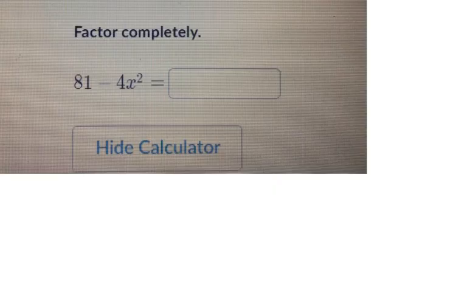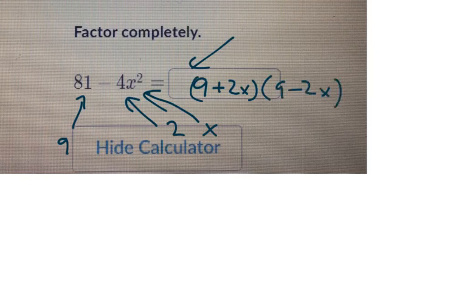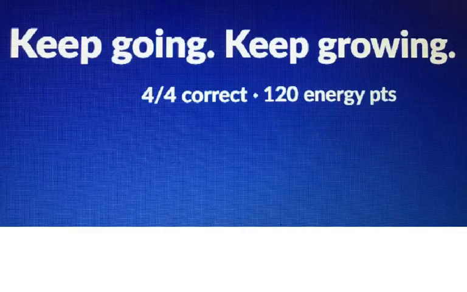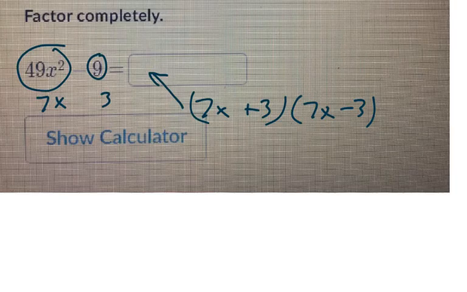All right, let's take a look at this one. Does everyone agree? 81 is a 9 squared. 4 is a 2 squared. Of course, there's also an x in there. So what are we going to type in here? 9 plus 2x, 9 minus 2x. Difference of two squares. One more. Oh no, that's it. That's it, guys. See, that wasn't so bad.